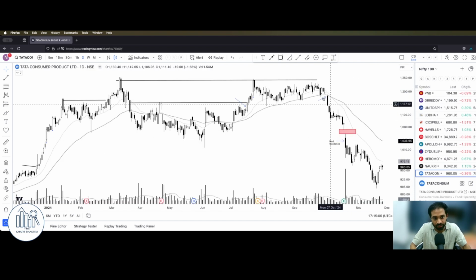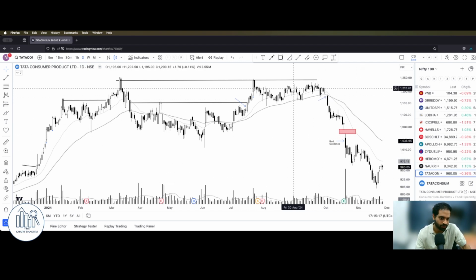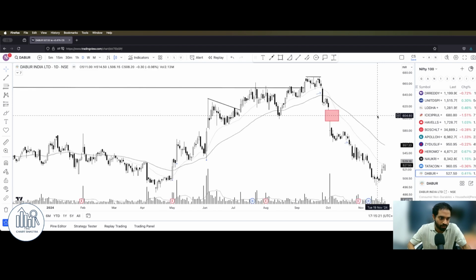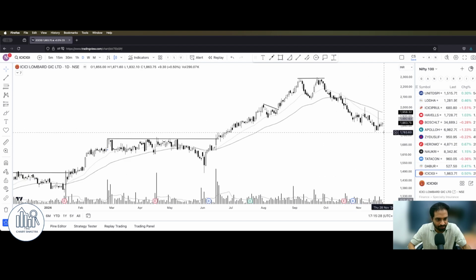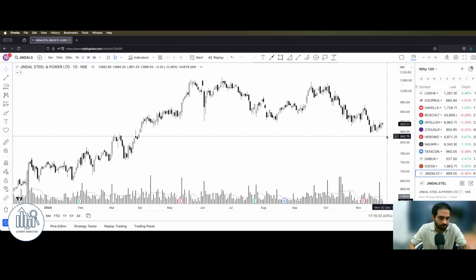Tata Consumer Products, again very weak, just like Godrej Consumer Products. This has had bad guidance, a series of lower low, lower low. This is like institutions selling their shares. Dabur, again one of the very weak names in FMCG. Nothing much here. ICICI General number two, again insurance space getting weaker in the last 3 months.